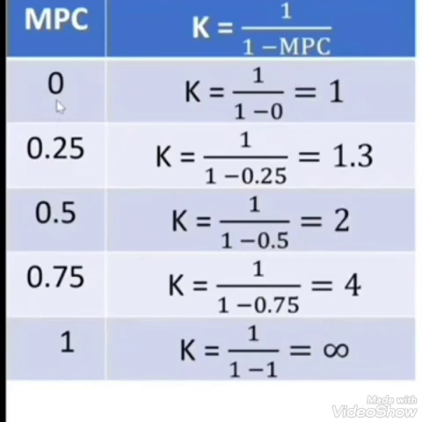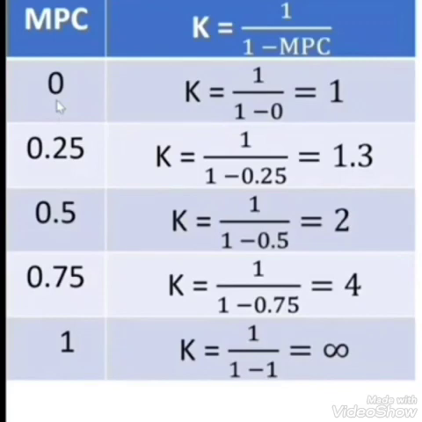then when we put it in the formula, the multiplier is infinite, since MPS is 0. That means when we spend 100% of our income, we cannot save any part of it. So at that time the multiplier value is infinite.